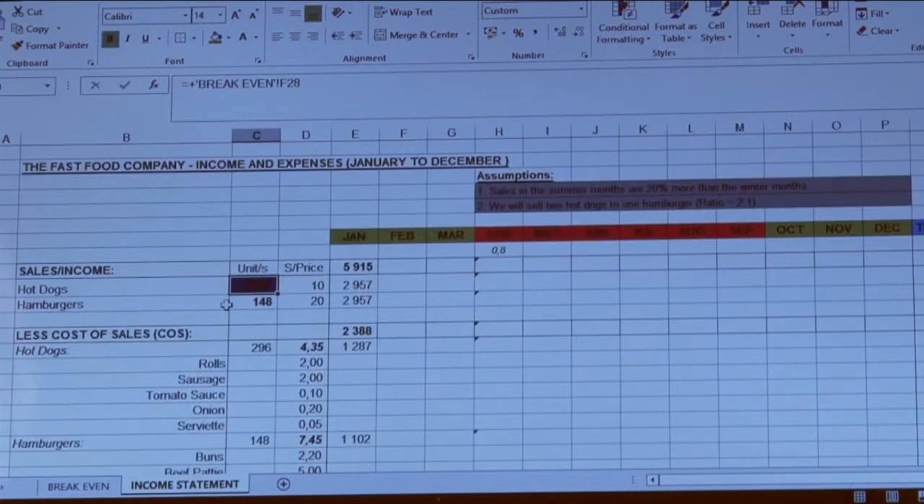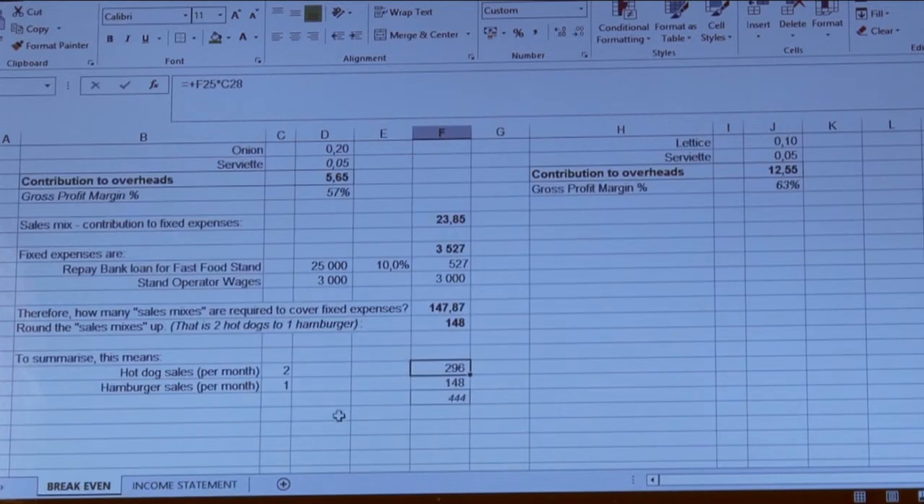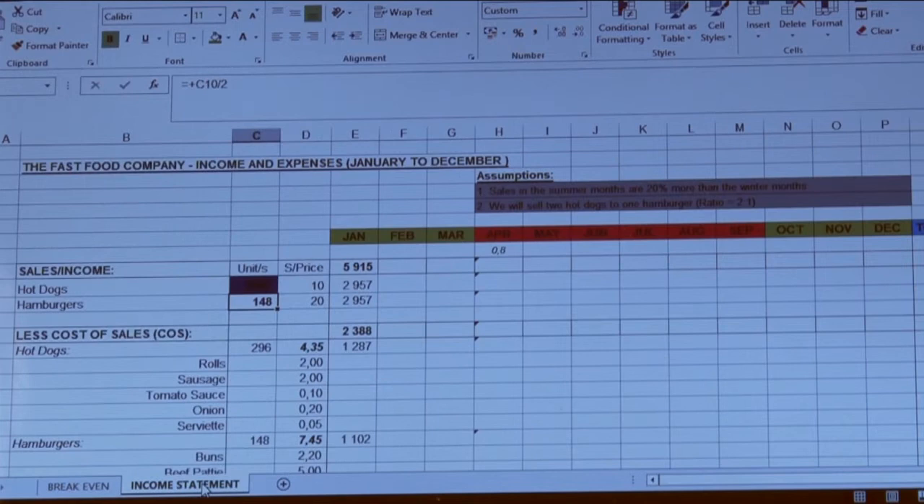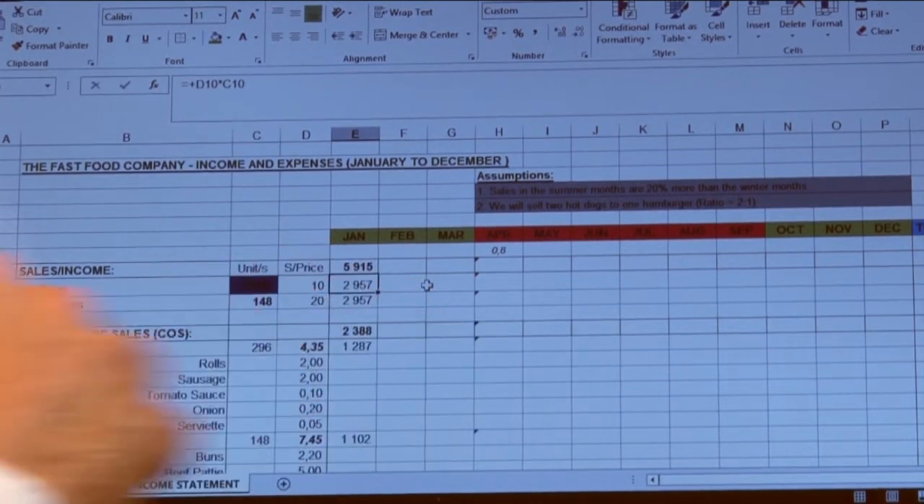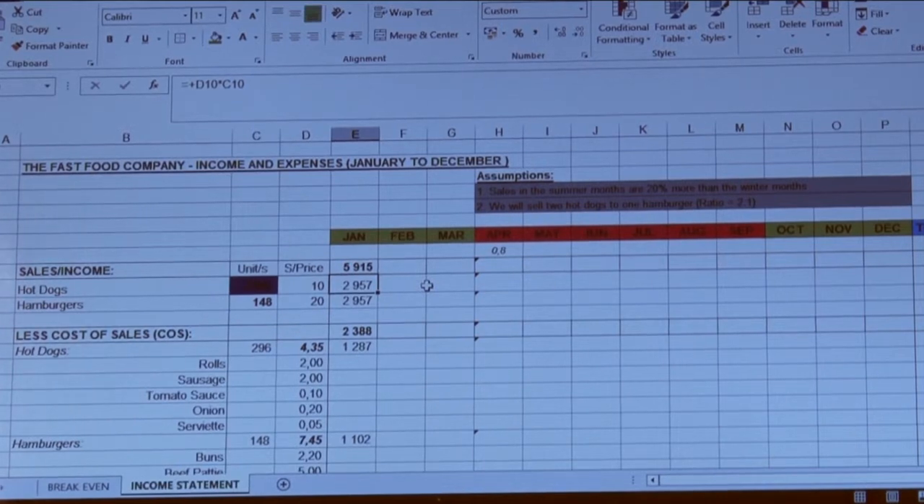And hamburgers, we said we needed to sell 148 to break even. Let's go back to the break even. There's the 148 there. So if we apply those to our income and expenses statement, at the price of 10 Rand, we'd make sales of 296 units for hot dogs times 10 Rand equals 2,960. That's the sales for hot dogs. There's the formula. You can see it. It's D10 times C10. If I press F2, you can see the formula applying itself there.